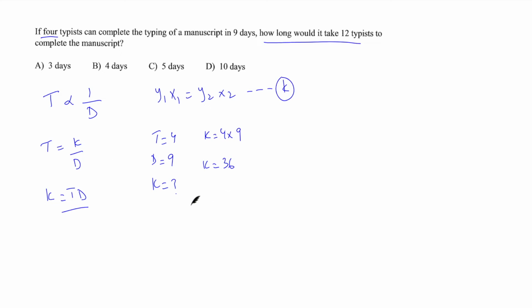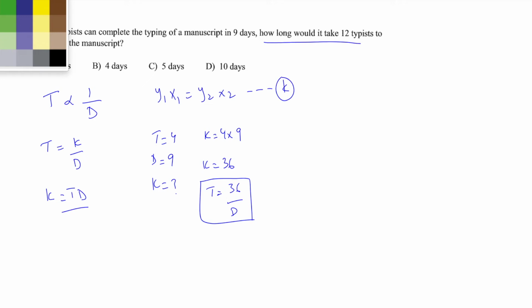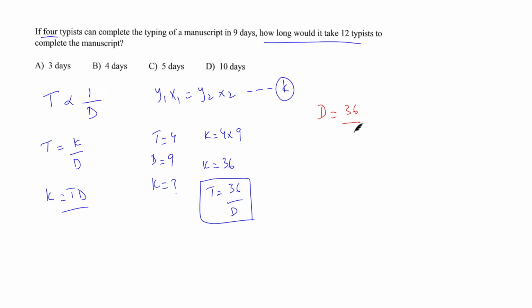So our equation looks something like this. T equals 36 over D. This is our equation. Now let's see, what do we have to find? How long would it take 12 typists? So we need to find the value of D. So let's make D the subject of the formula. D equals 36 over T. D equals 36 divided by 12, which is 3. So it will take 12 typists 3 days to complete the same manuscript.